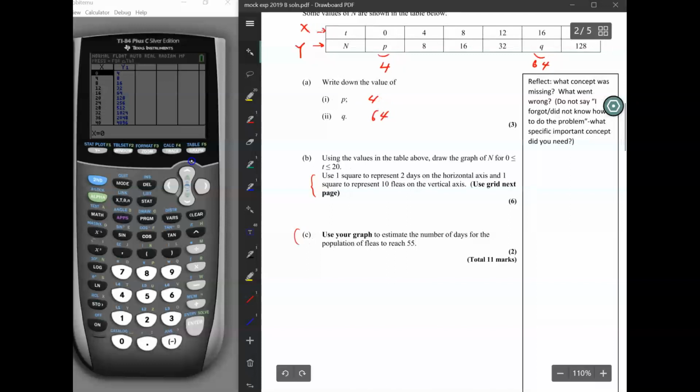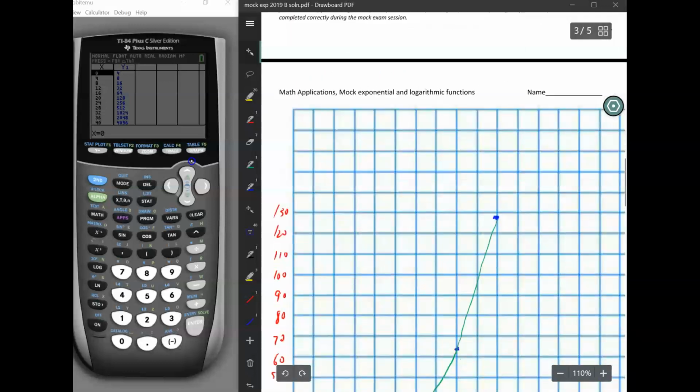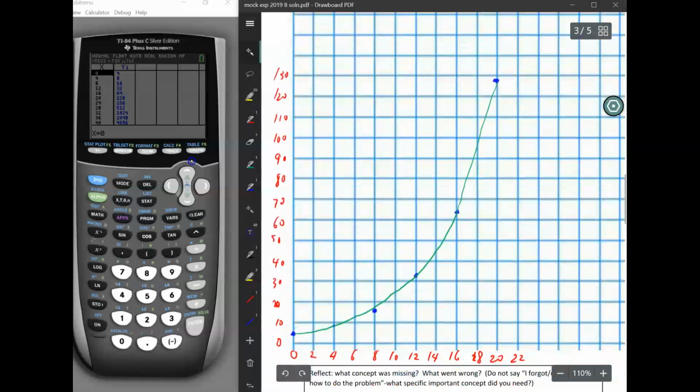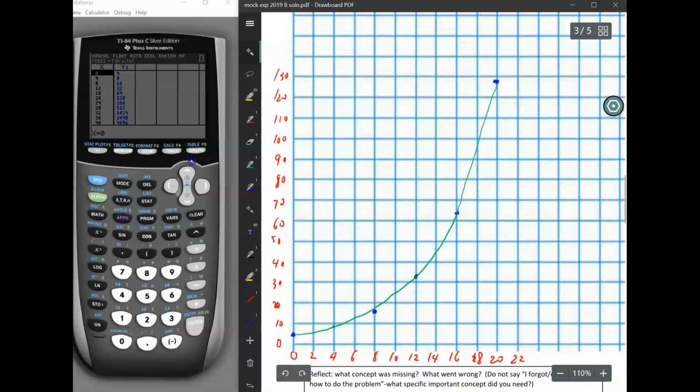And they're giving us the population of fleas, which remember is y. So basically what they're doing is saying, I'm giving you the y of 55, find me the x value that corresponds to it, and do it with your graph. So I would draw a line from 55, which is about there, until I hit my graph. And then I would look to see where that point points to on the x-axis. It looks like it's maybe 15.5 or somewhere around there.